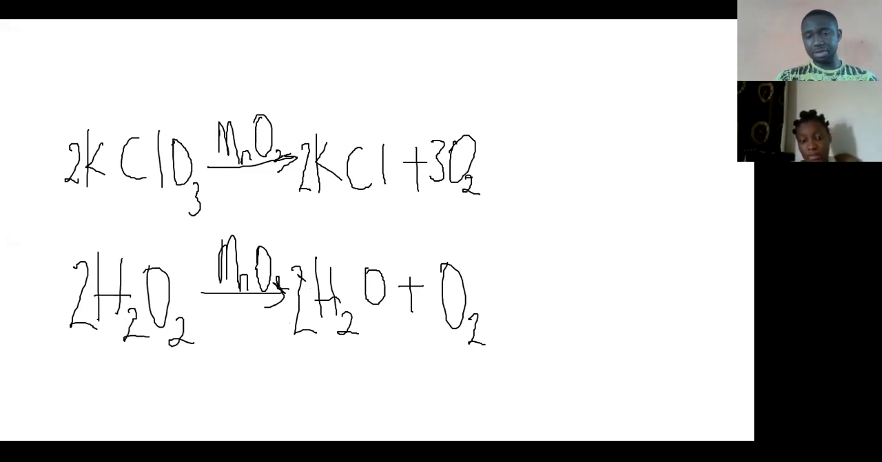Now, the next thing we need to understand is how do we collect dry oxygen? How is dry oxygen obtained? Keep writing this. Dry oxygen is obtained by passing it through concentrated H2SO4. Concentrated H2SO4.